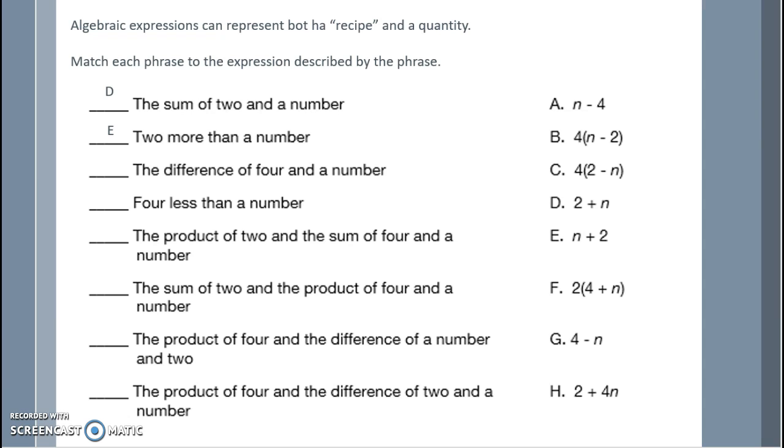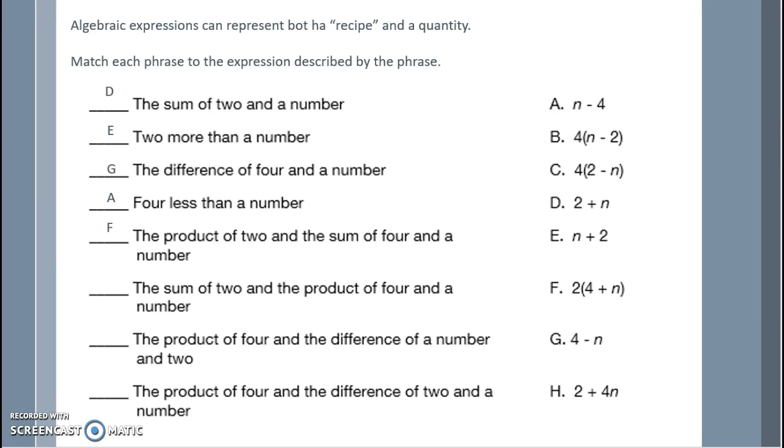The difference of 4 and a number. That would be letter G. 4 less than a number is letter A. Whatever the number is, we want 4 less than whatever that number is. The product of 2 and the sum of 4 and a number. So when I look at letter F, it's the 4 plus n, but I want to take the product of 2 and that portion.